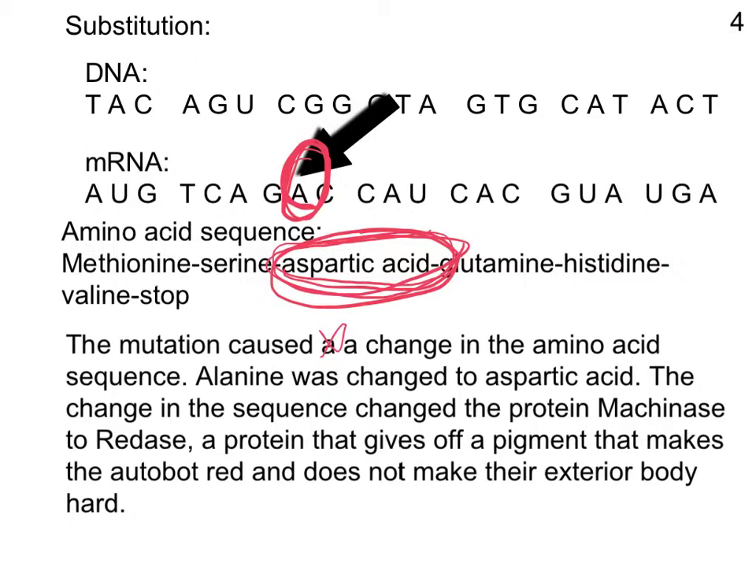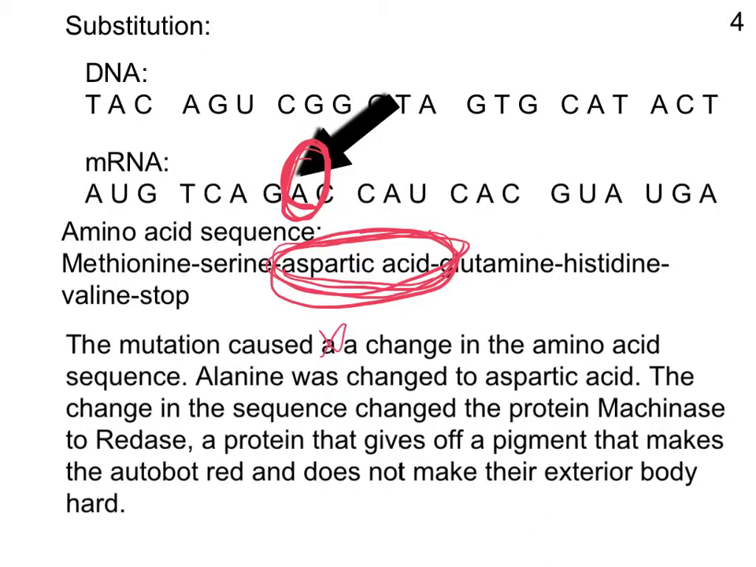That's what happened. Now you're going to get a little creative with this part. When it mutates like that, I want you to tell me if it changes to another protein, what kind of protein would it be? So I said the change in the sequence changed the protein machinase to redase, a protein that gives off a pigment that makes the Autobot red and does not make their exterior body hard. So I'm saying that they're now a red kind of fleshy color. So I want you to be creative and turn this mutation into a weakness instead of a superpower because of the change.